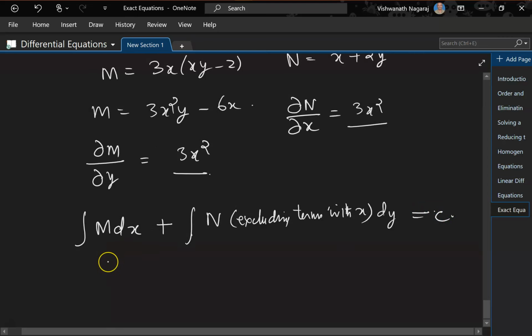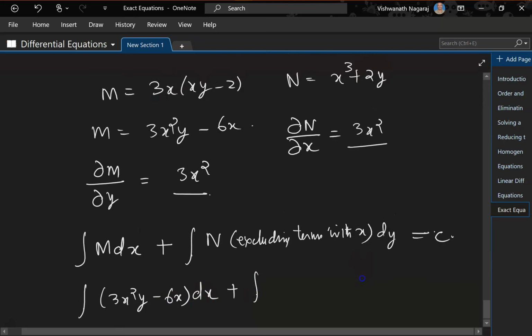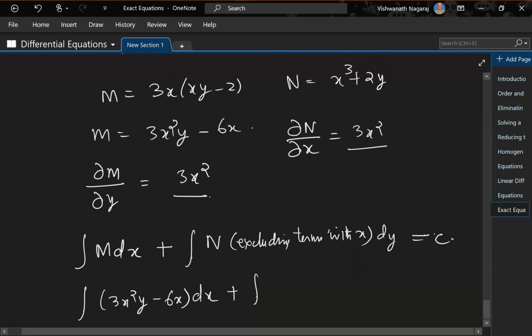Okay, so M dx, so we have to integrate 3x²y minus 6x dx plus, and here how do we get rid of x? So just ignore it, don't even mention it. So 2y dy equal to c.